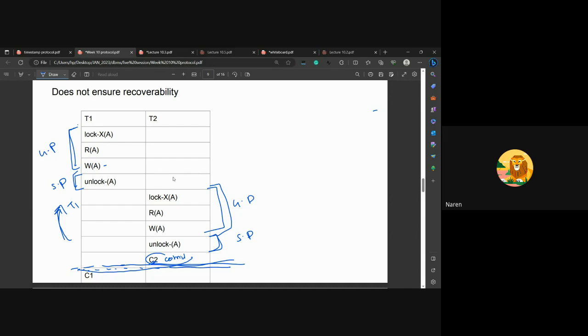Sir, what is recoverability? Suppose the transaction failed at this point after the commit C2, or maybe before C1, due to a power failure or anything else. If it fails before C1, we can roll back the T1 transaction, because its commit does not appear. But for the T2 transaction, the commit already happened, so we cannot roll back. That's why it does not ensure recoverability.